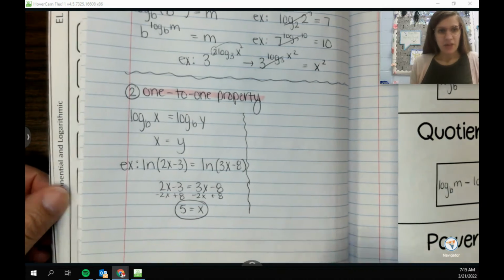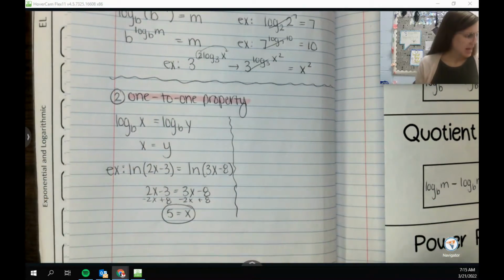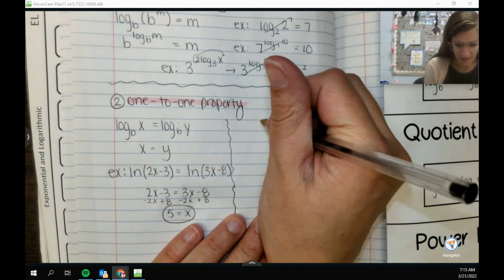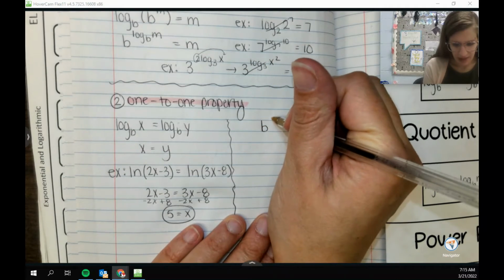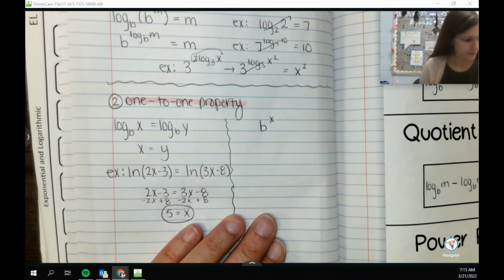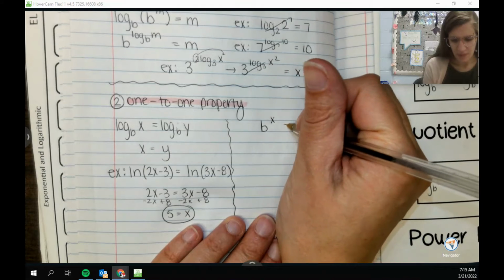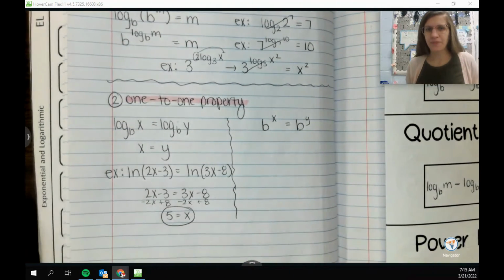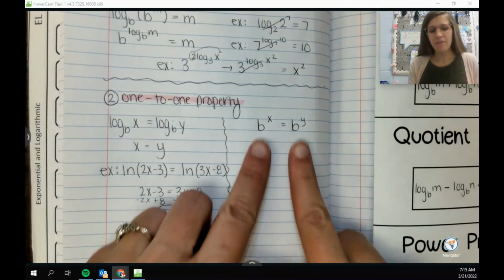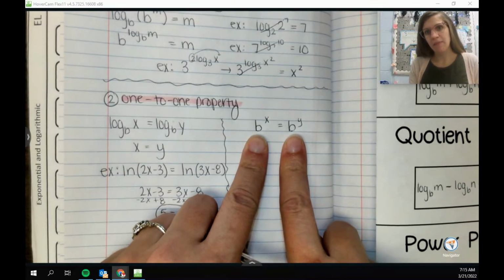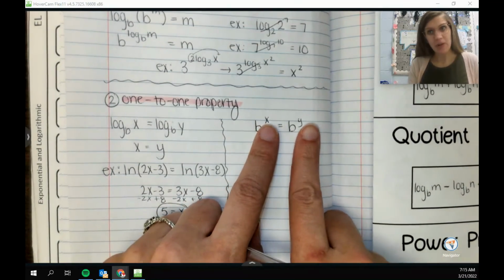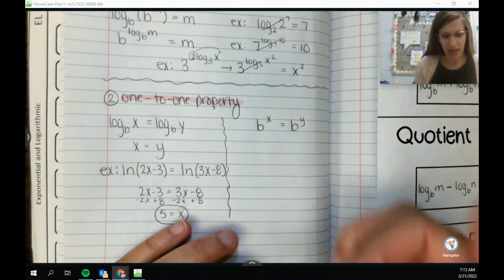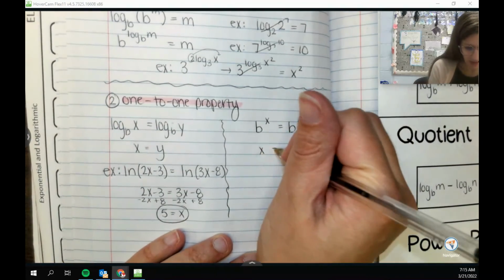Now the other way this works is with an exponent. So if I had a number to some power equals the same number to some other power, again, if the base numbers are the same, then their exponents would also have to be the same. So x would have to equal y.